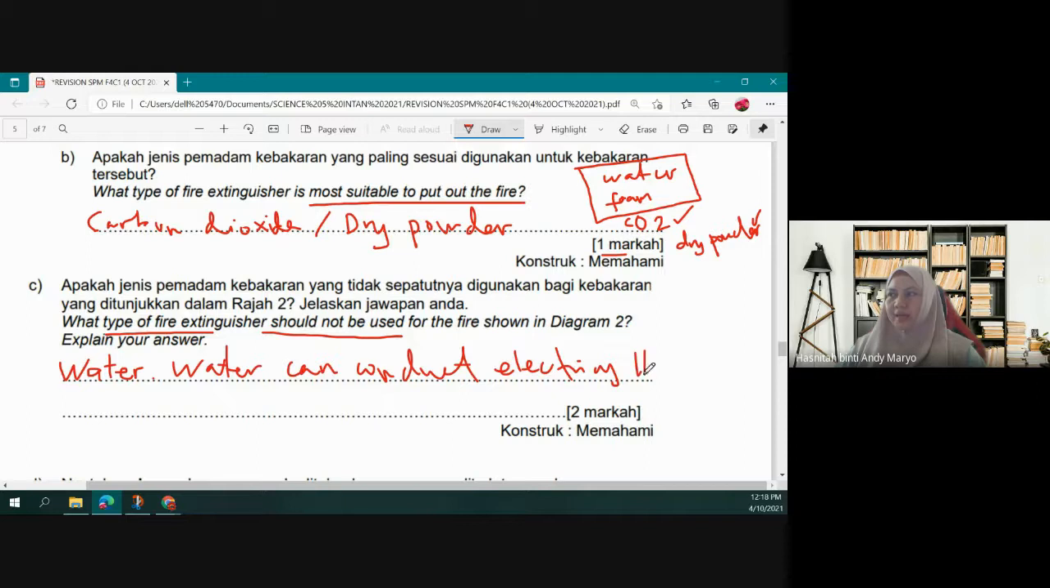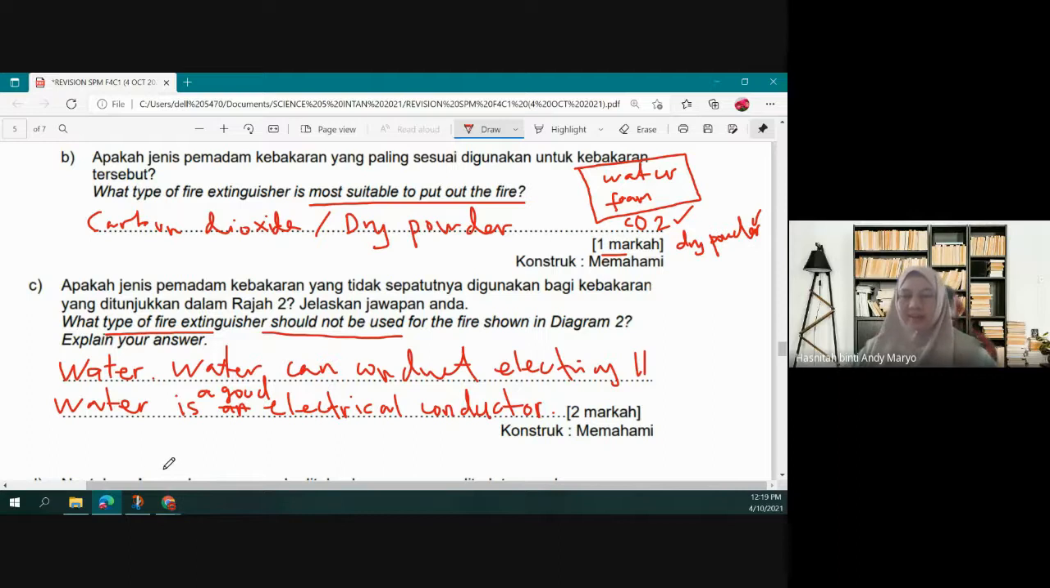Or you can say water is an electrical conductor. Dia adalah conductor elektrik. Okay, electrical conductor means it allows electric current to flow through it. Itu maksud water is an electrical conductor. Is a good electrical conductor. So dia bahaya. Okay. So 1 mark for answer water and another mark for the correct reason.